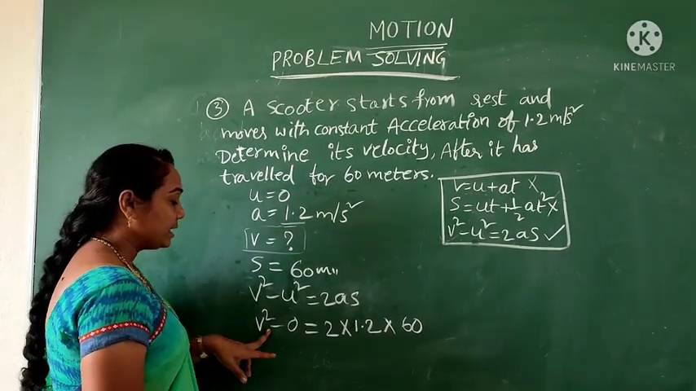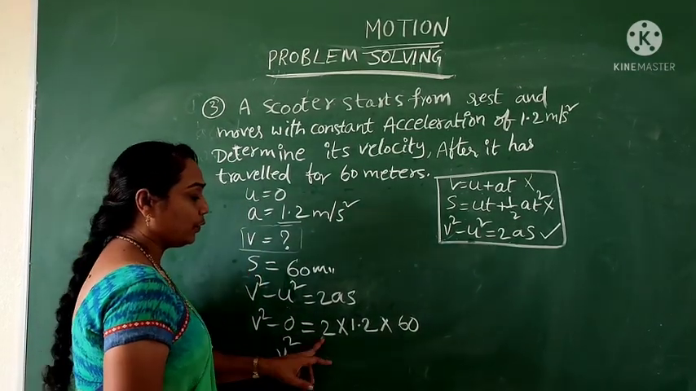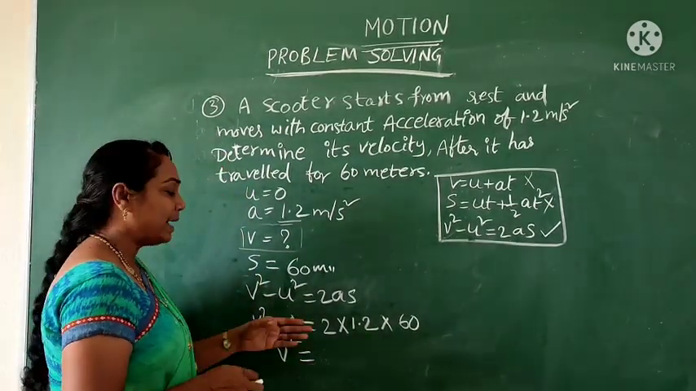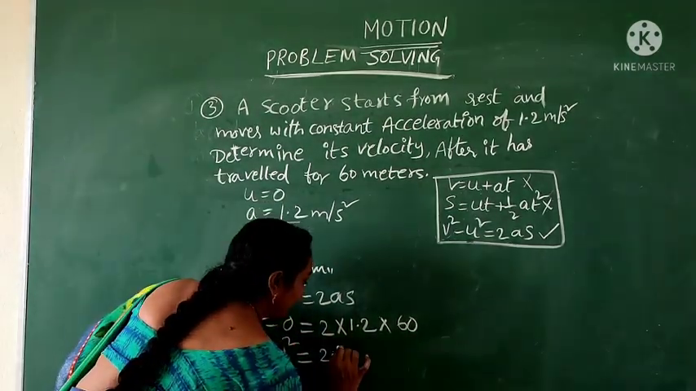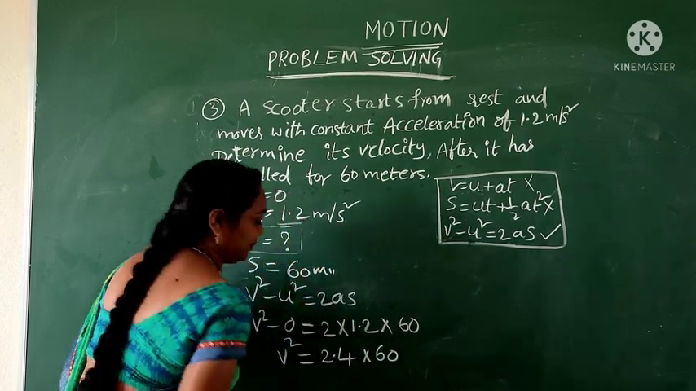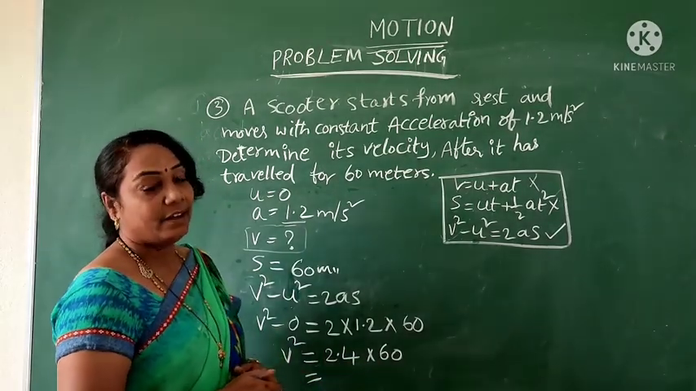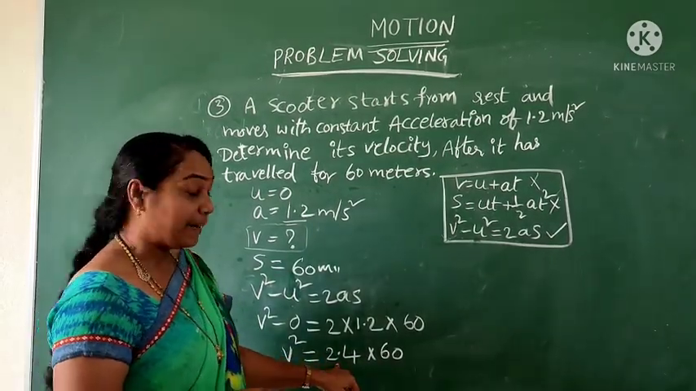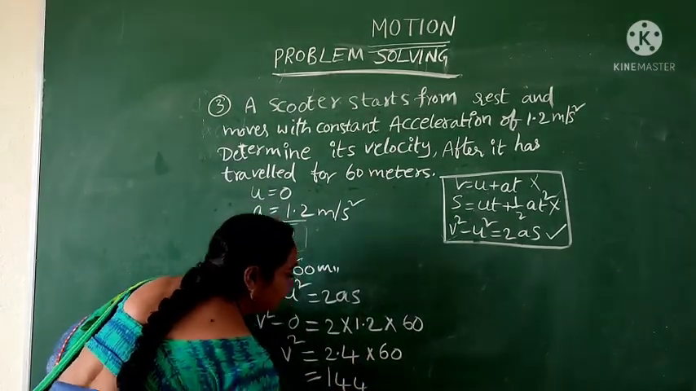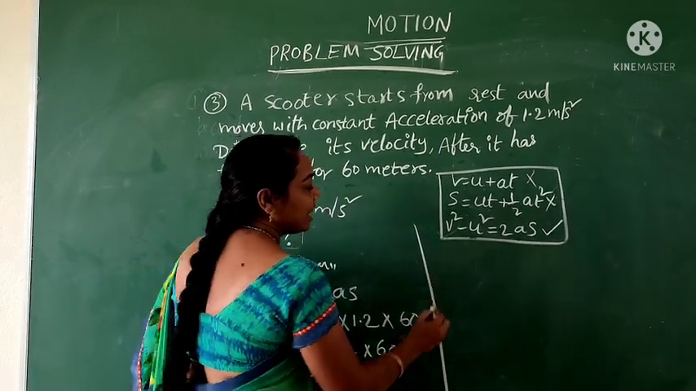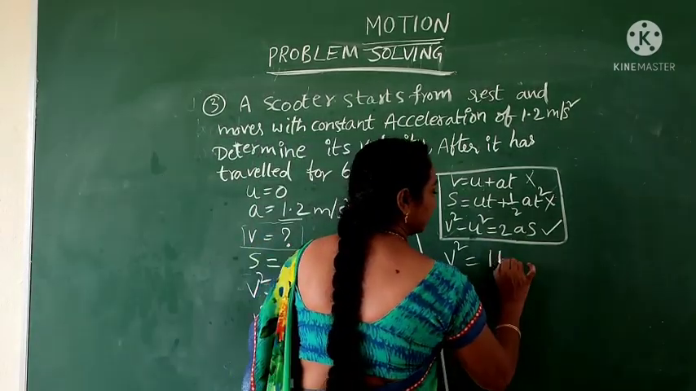Okay, v square minus 0 means v square equal to 2 into 1.2. How much? By multiplication, 1.2 into 2 equal to 2.4. 2.4 into 60. By multiplying 2.4 into 60, we will get 144.